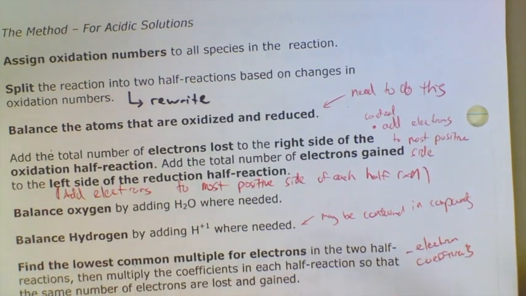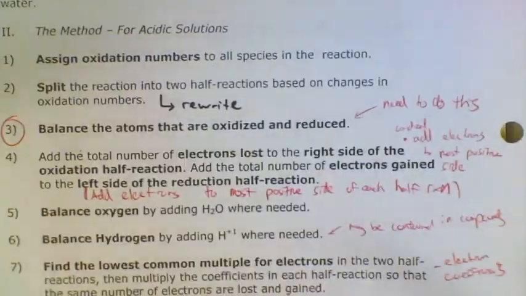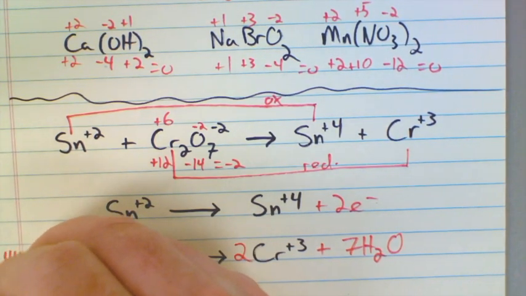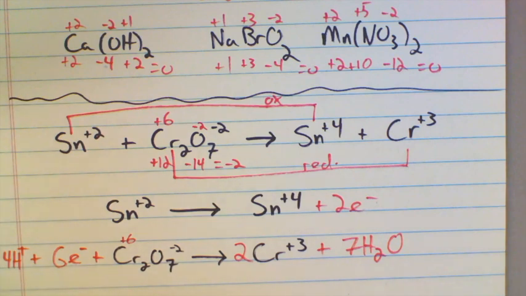Balance the hydrogen by adding H+ where needed. Sometimes it can be contained in compounds, you have to watch out for that. So let's see here. We got no hydrogen up here, nothing to deal with, but down here, 14 hydrogen over here, miscounting, so we got to add 14 hydrogen on this side. And it's 14 hydrogen ions, so someone was asking, how come you're not just doing 7H2? Because we're adding hydrogen ions here. So it's 14H+ because there's 14 hydrogens over here.